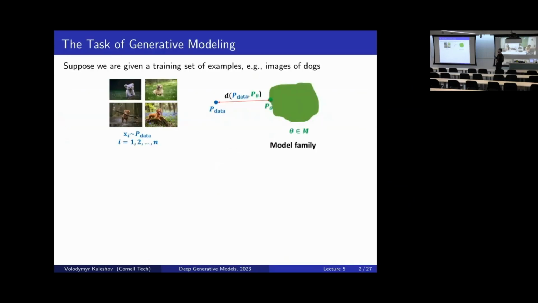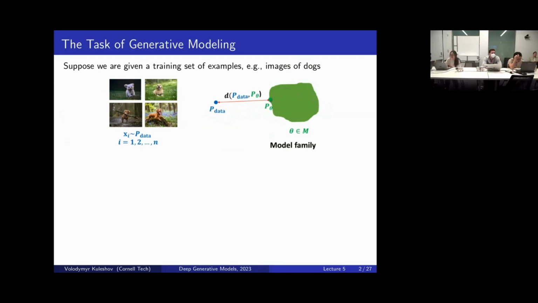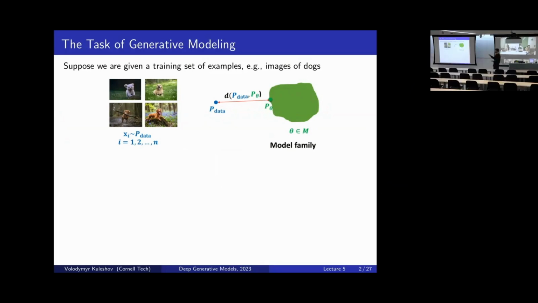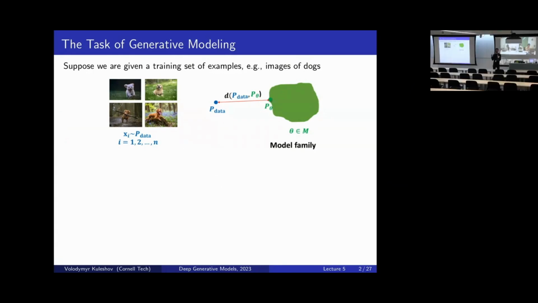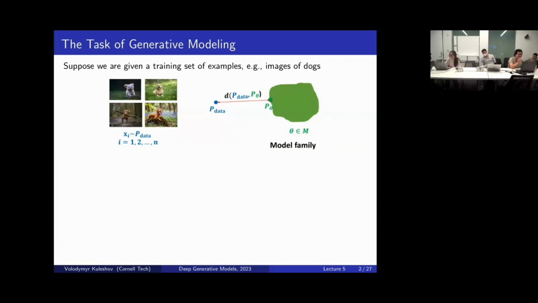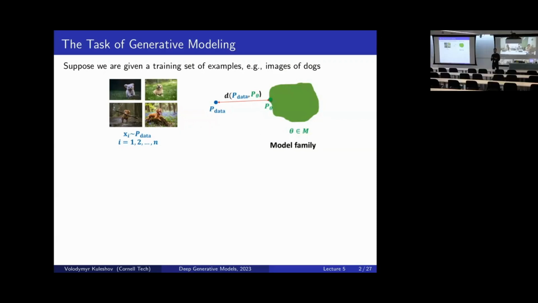Let's now do a quick recap of what we've seen so far in the first few lectures. Remember that this figure illustrates the task that we're trying to perform, which is generative modeling. We're trying to build a generative model of some kind of high-dimensional object, such as images in this case. The way we define a model is via a probability distribution. So for us, a model is always a probability distribution.